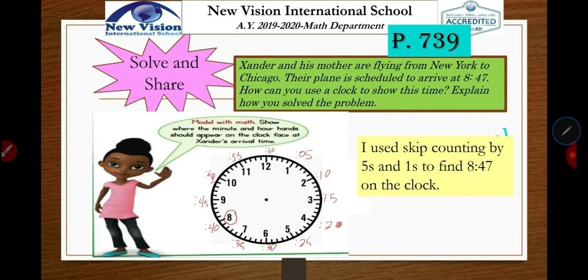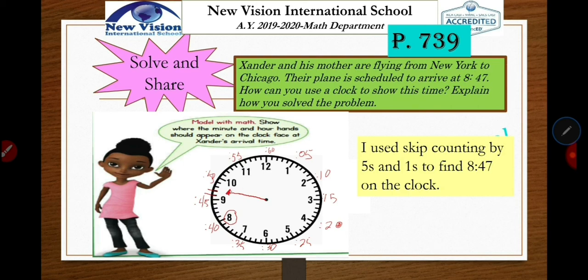Okay, so again, we have here 8:47. So the long hand is at 47. Now we have here 45. Okay, after 45, we will count by ones. So we have 46, 47. So meaning to say the long hand or the minute hand is at 47.